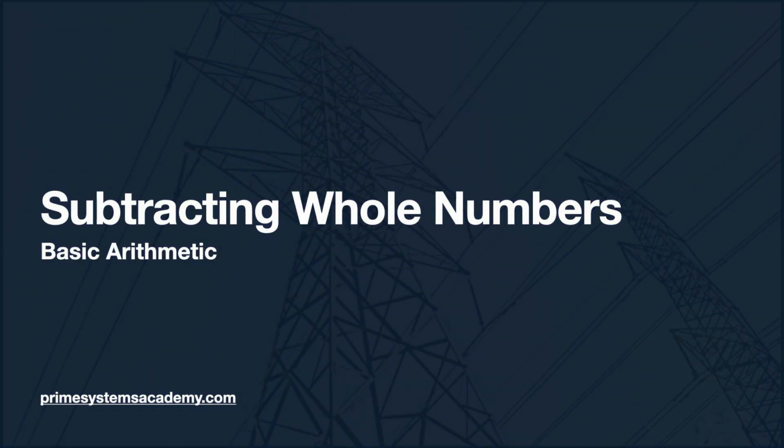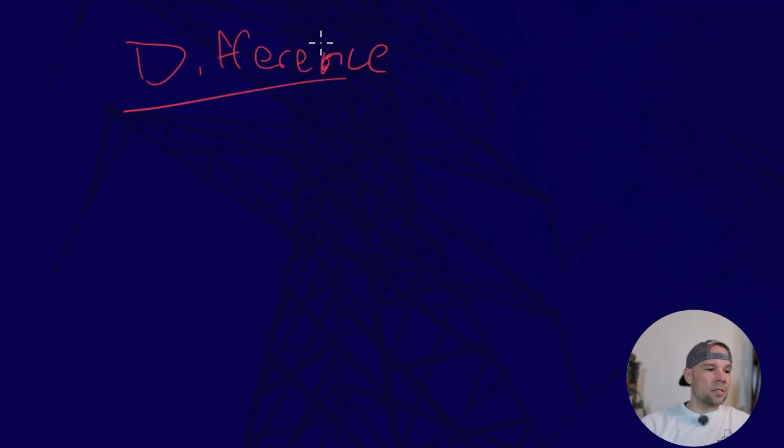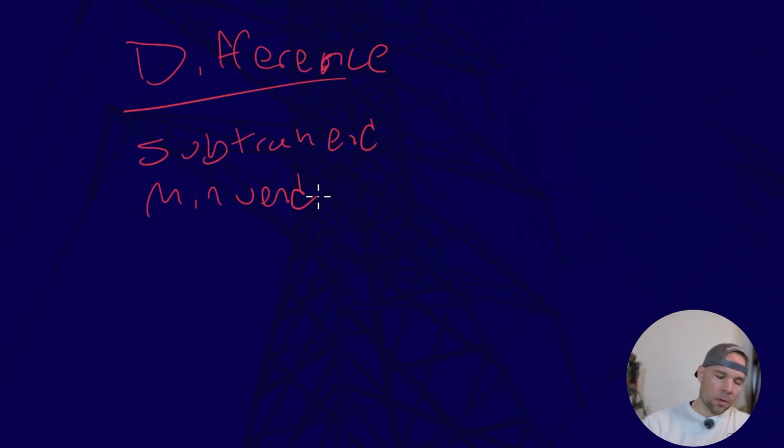All right, in this lesson we'll talk about subtracting whole numbers. We're using basic arithmetic. When you subtract whole numbers, the answer is what we call the difference. The number being subtracted is called the subtrahend, and the number you subtract from is called the minuend. So this one has three different names, where addition only had the addend and the sum. This one has subtrahend, minuend, and difference.